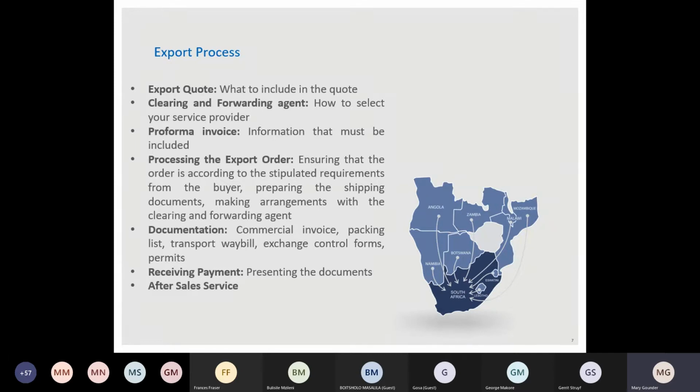Then you need to look at how you select your clearing and forwarding agent, what type of services they offer. Do they offer the transportation as well, or are they just offering clearing services? Do they know the processes of customs and so on? Your pro forma invoice: this is information that must be included on your pro forma invoice, and this comes after your export quote, where you've already discussed with your buyer exactly what they require and where you're making delivery to.